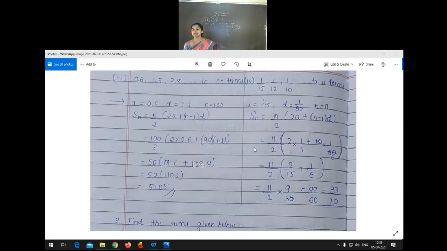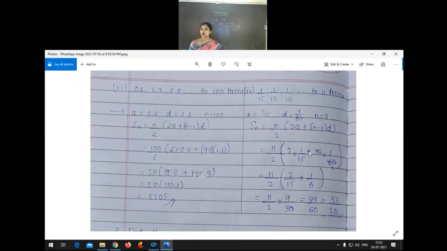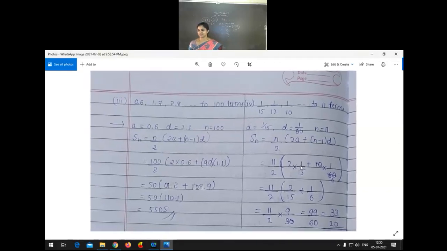We are moving to our next question. Be ready for the next question. If you haven't solved it, you must solve it immediately and tell the answer. Now the question is like this. 1 by 15, 1 by 12, 1 by 10, so on up to 11 terms.